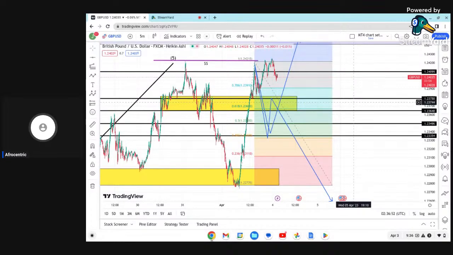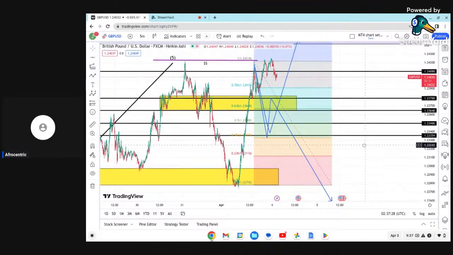The best thing about GU is that, looking at the other one I was looking at, I think that was EURUSD, that liquidity hasn't been taken out yet. But on GBPUSD, the liquidity has been taken out, so that gives us more reason for this to actually go ahead and sell off based on the Elliott wave theory.